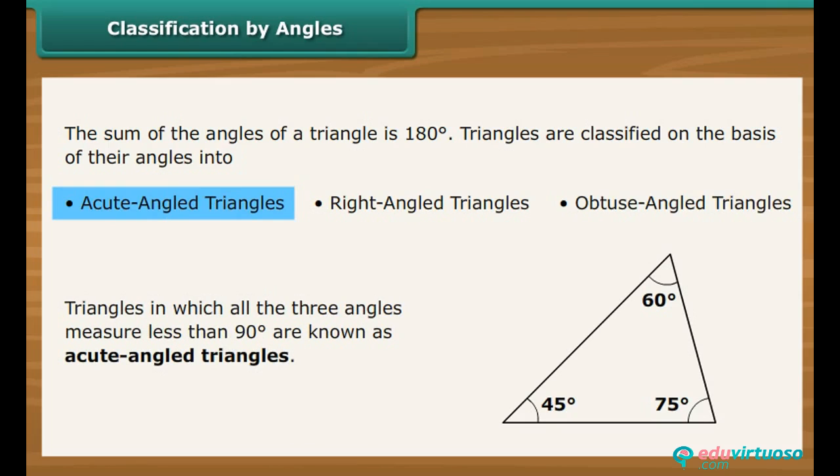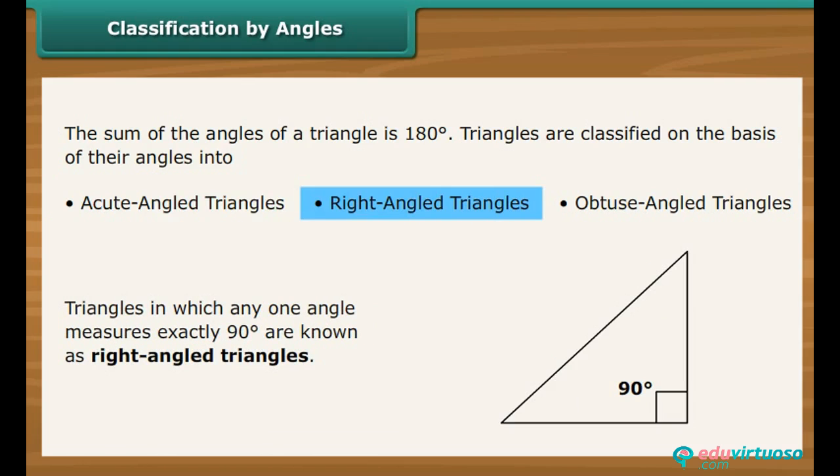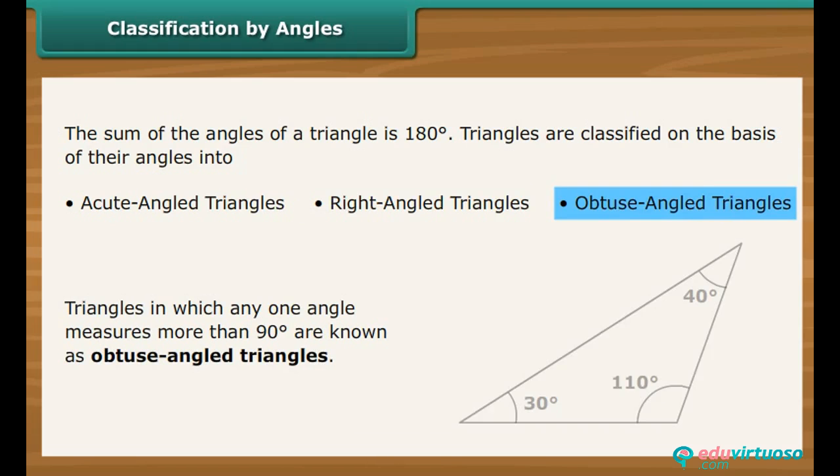Triangles in which all the three angles measure less than 90 degrees are known as acute angled triangles. Triangles in which any one angle measures exactly 90 degrees are known as right-angled triangles. Triangles in which any one angle measures more than 90 degrees are known as obtuse angled triangles.